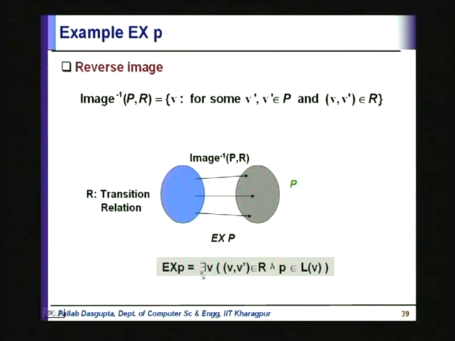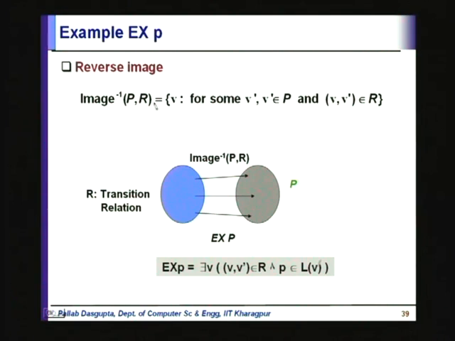So, EXP is therefore: there exists V' belongs to R and P belongs to L(V'). Okay, this is a typo here. This should be L(V'). So, there exists V' belongs to R and V' satisfies P, which means that P belongs to L(V'). L is the labeling function of the Kripke structure, which says which propositions are true in which states of the Kripke structure, right.